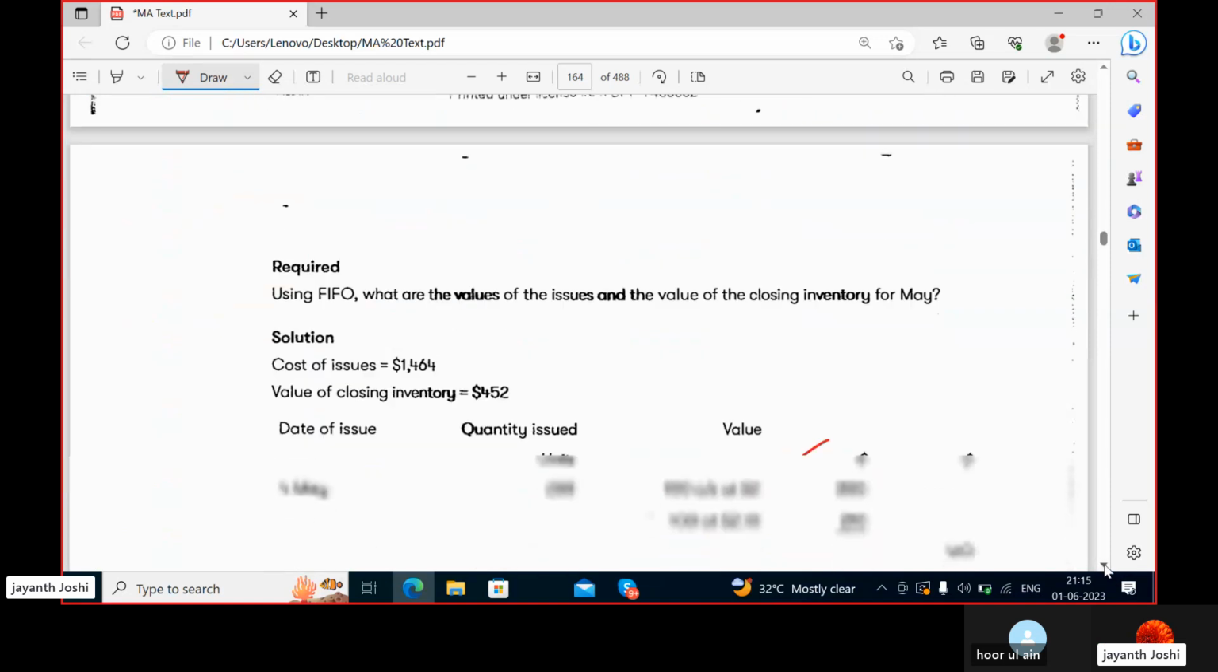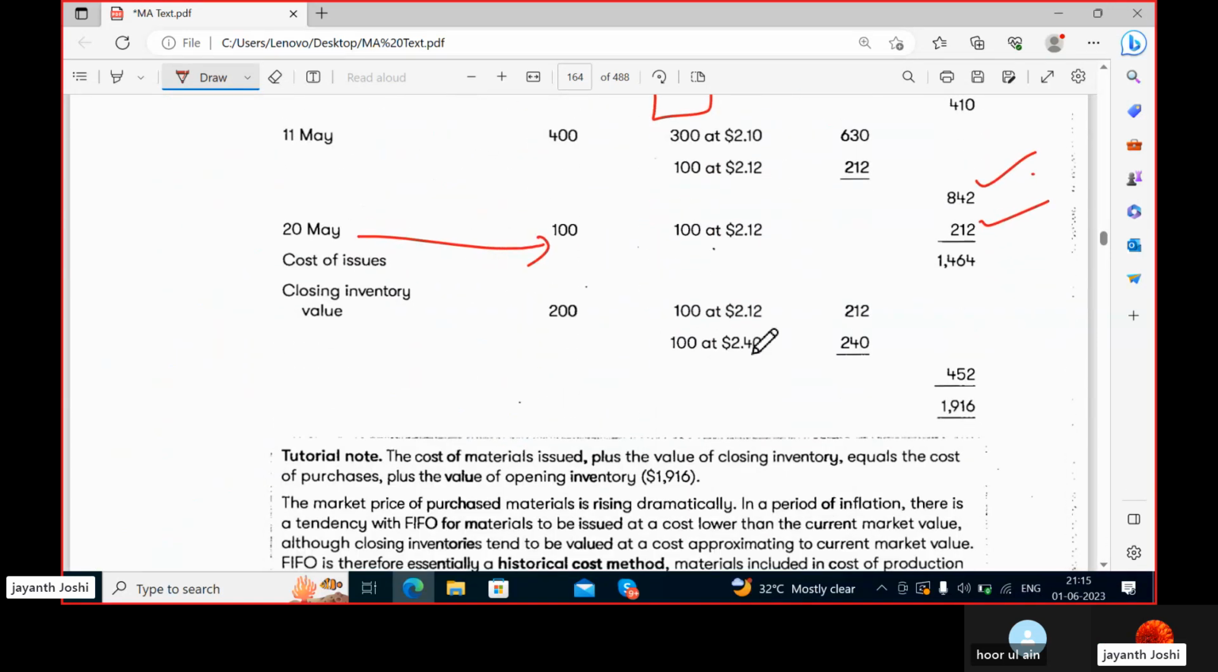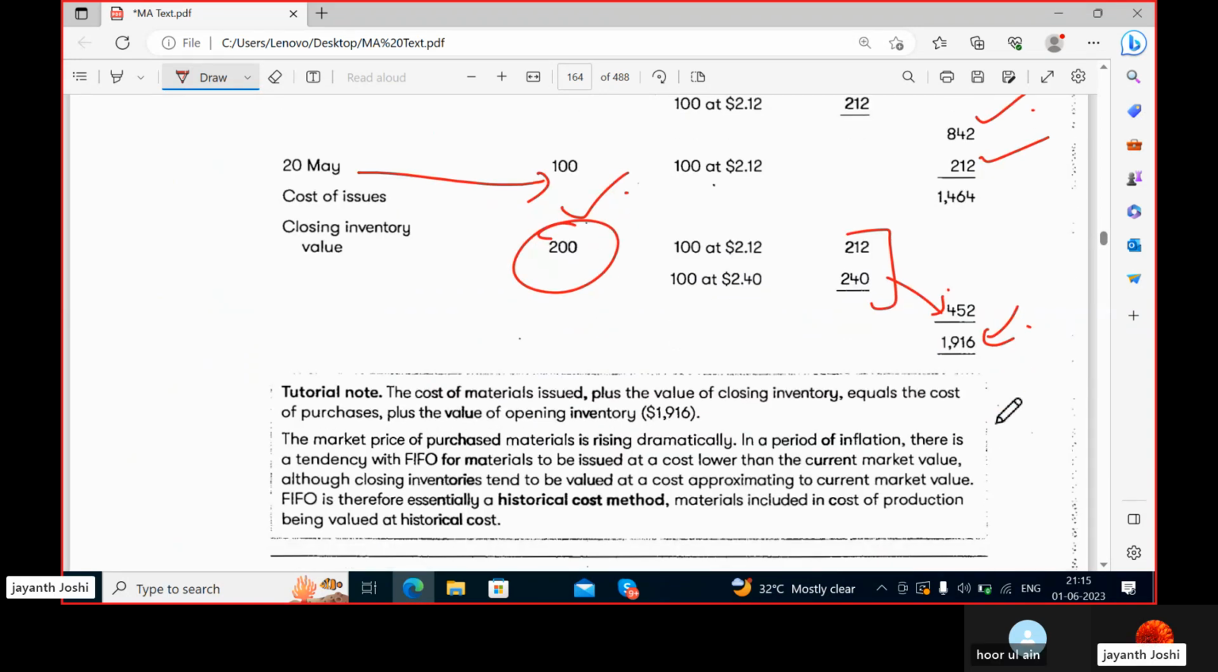You will be showing at cost only, not at the market value. So this 100 at the rate of 2.40. So the cost is 452, and you are having the closing inventory of 200. The entire cost is 1916. This is the inventory cost.